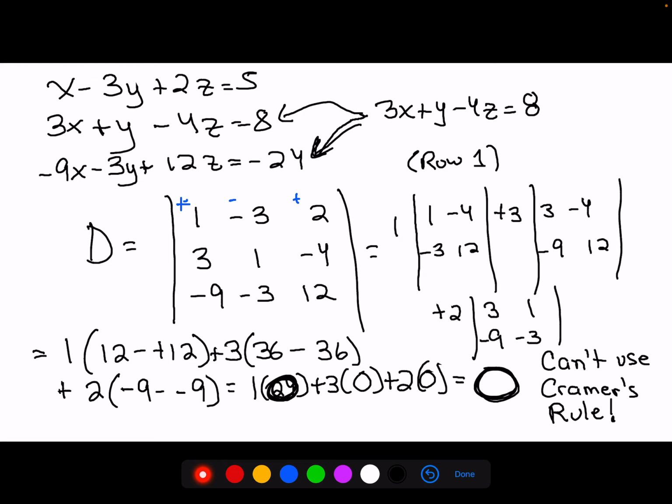So then you know you're dealing with infinitely many solutions. So you can't use Cramer's rule to try to narrow it down to one single point, one ordered triple. But anywho, all right. So back to the general form of Cramer's rule, as long as that D is not 0.